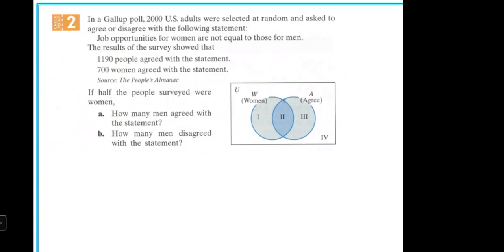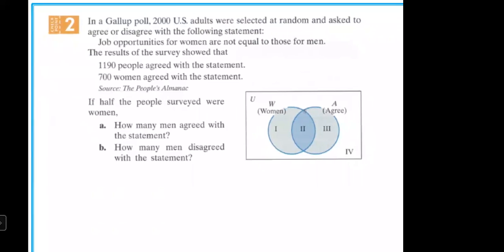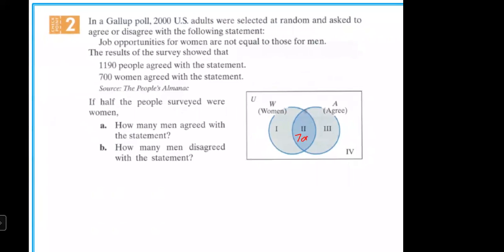Now, let me see if I could put that 700 in here. Okay. So 700 women agree. So the women and those who agree would be 700, in the intersection. Now the next part, section 1, region 1. What should go in region 1?